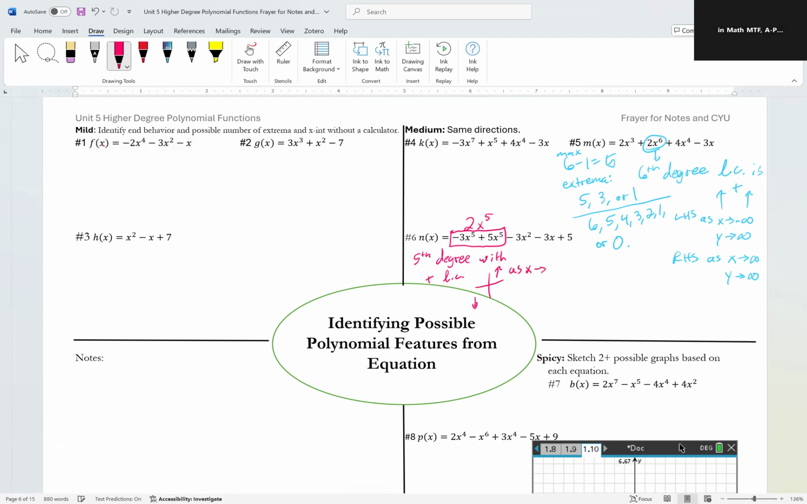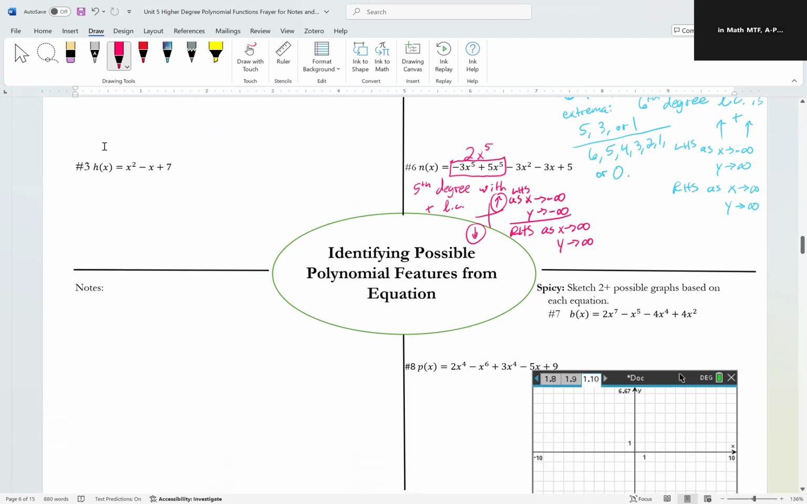So on the left-hand side, that's this arrow down here. X is approaching negative infinity, and y is also going down to negative infinity. Right-hand side, that's this arrow up here. X is going to the right, or infinity, and y is going up to infinity.